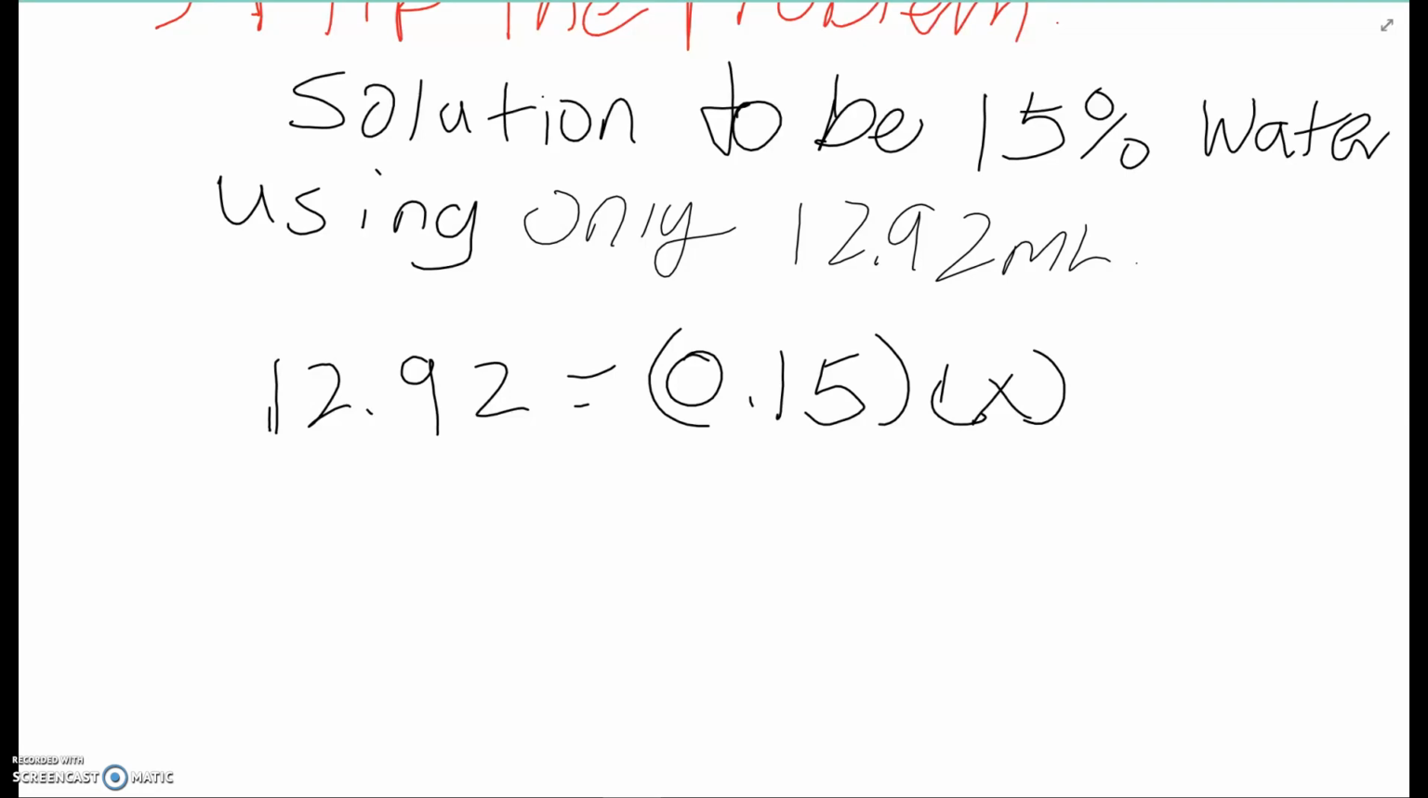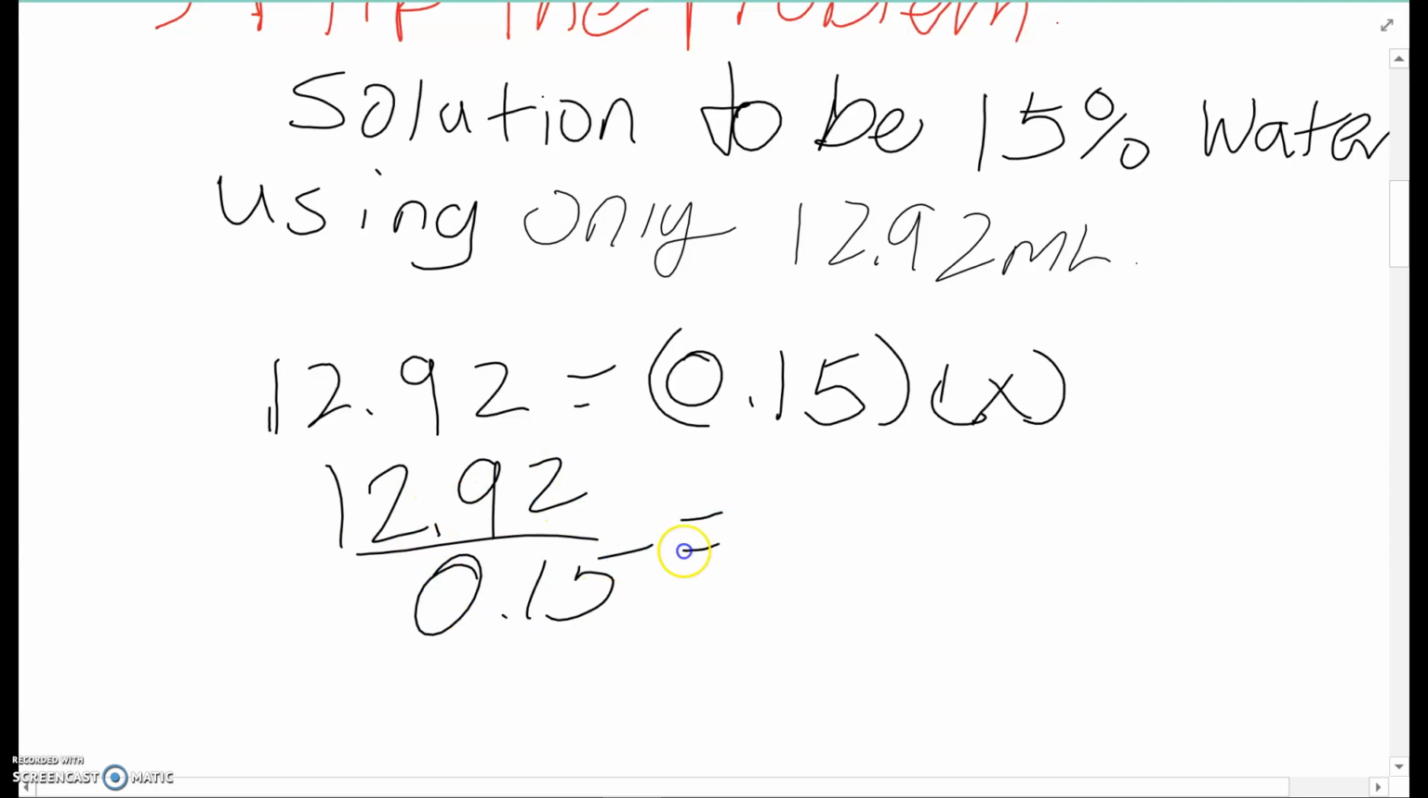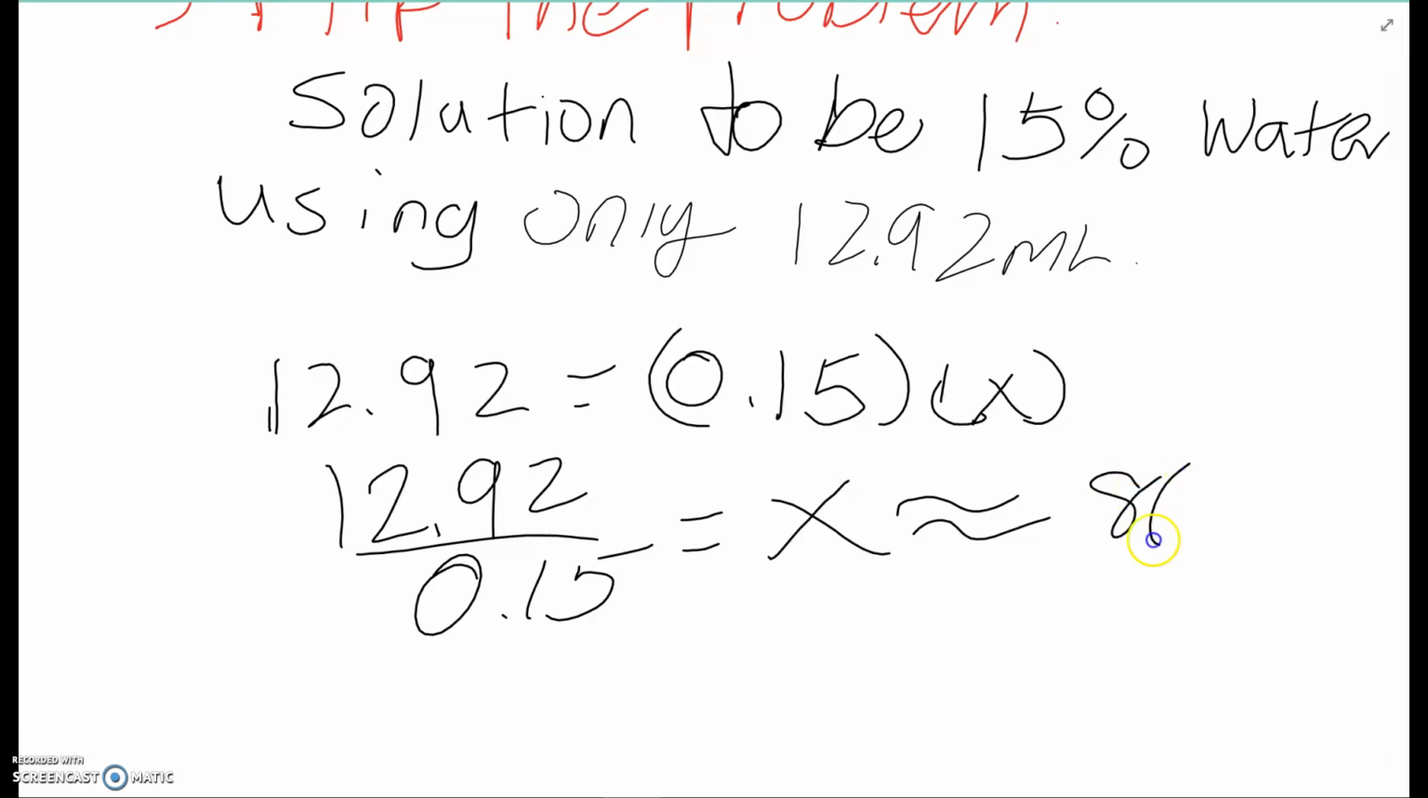So to find out the total value of the solution, like how much solution do I need overall, I'm going to divide 12.92 by 0.15 equals x, which is approximately equal to, so 12.92 divided by 0.15, 86.13. All right, that's the total amount of solution that I would need.